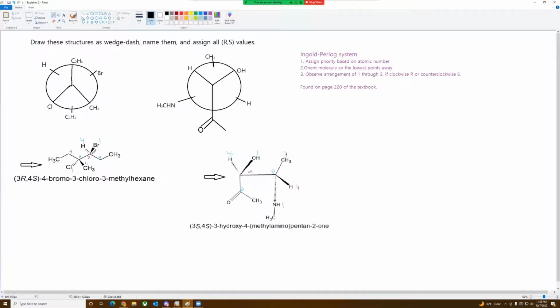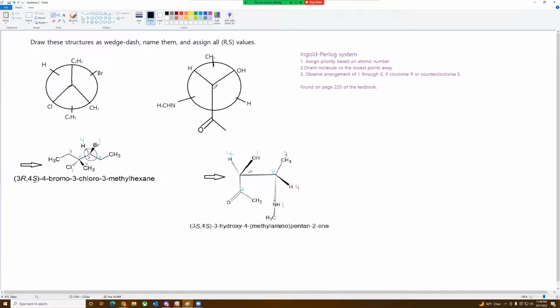Because if you just shift the model, the left side of it goes back and the right side goes forward, and you can actually see it goes like this, backwards, which gives us a counterclockwise, which is S right here. Okay. And that is that one.